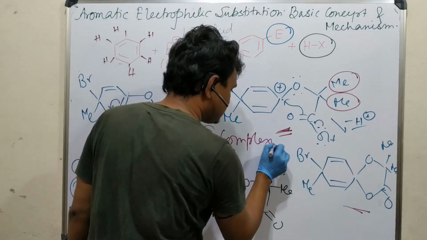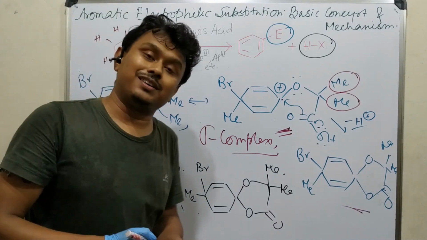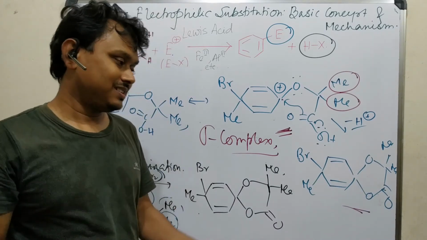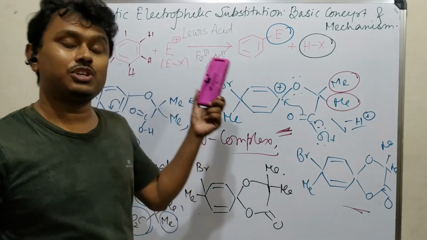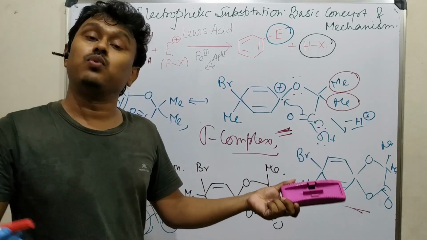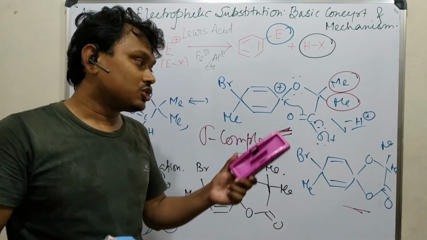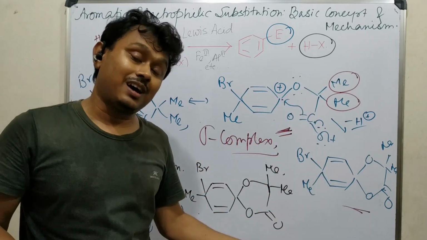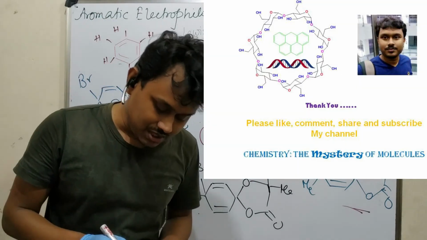So this is the end of this discussion. So what we have learned, I know it's a big lecture. So what have we learned today? We have learned the basic concept of aromatic electrophilic substitution, the role of electrophile, Lewis acid, product, why substitution and not addition, mechanism, solvents, and finally the isolation of intermediates. So this is the end of this discussion.